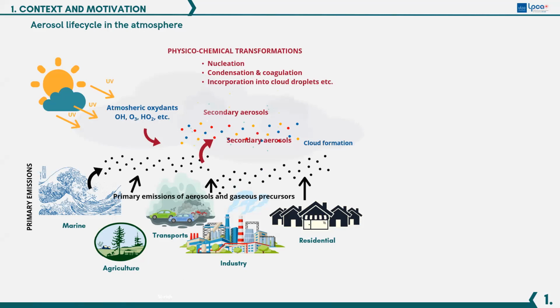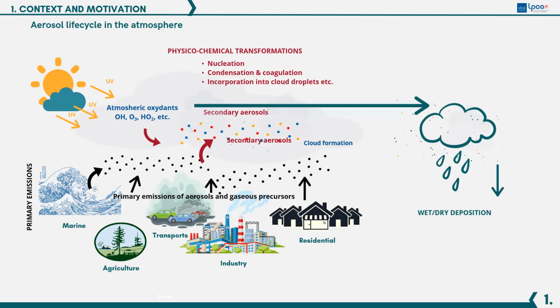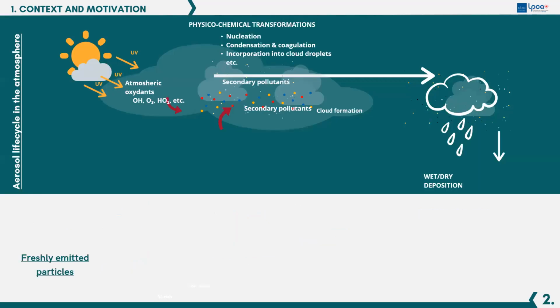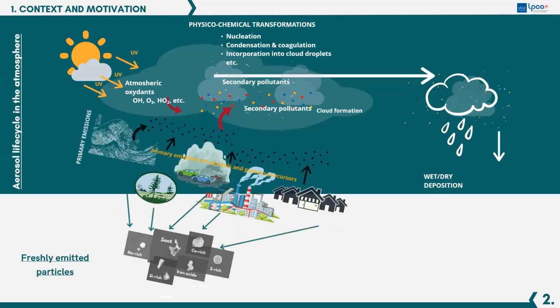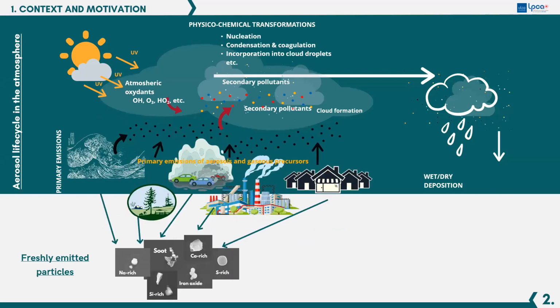transformation, including nucleation or condensation and coagulation, and react with atmospheric oxidants and the particular meteorological composition to form secondary aerosols. These secondary aerosols, with increasing residence time, will be removed from the atmosphere, either through wet or dry deposition. So what is important in the context of this research is that freshly emitted particles from these direct sources are generally of less complex chemical composition, as you can see in the figures here.